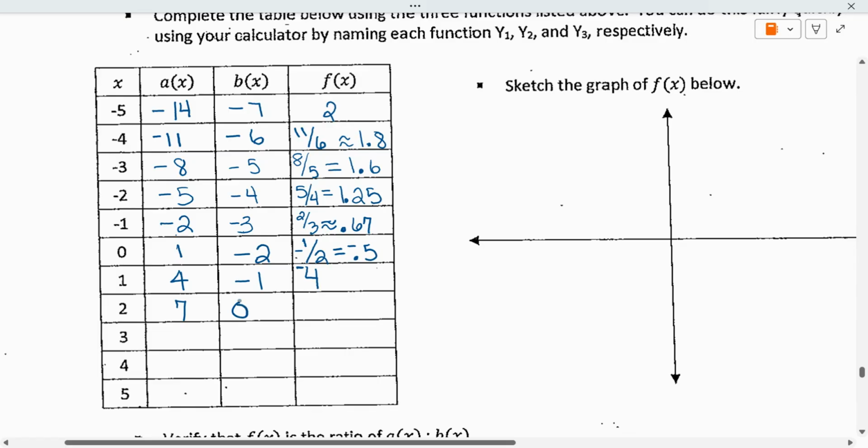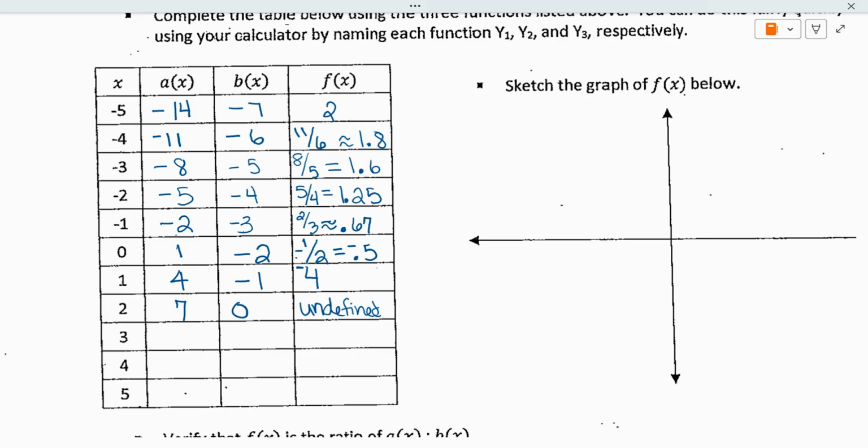7 and 0. What is 7 divided by 0? It's undefined. Scroll over to your output, your Y3. What does it say in your calculator? In your table, what does it say under Y3? It says error, because you cannot divide by 0. It's a divide by 0 error. Cannot divide by 0. That's why it says that.